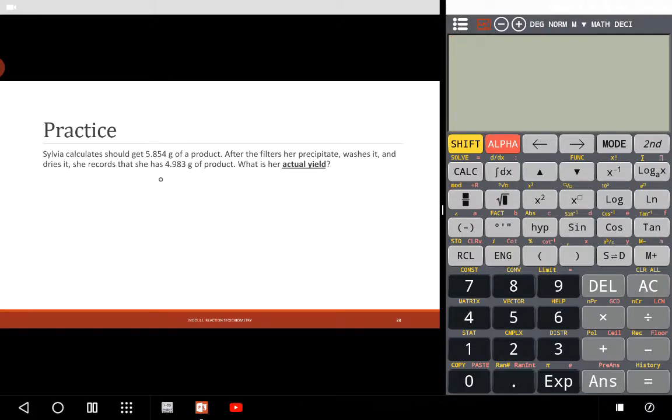Well, this is really more of a vocabulary question than anything else. It's asking for her actual yield. So this is how much she actually has. She has this much. That is her actual yield right here. This is her theoretical yield. And this is her actual yield. So we didn't actually need to calculate anything. It told us the answer right in the problem.